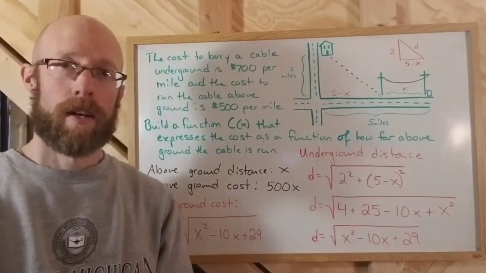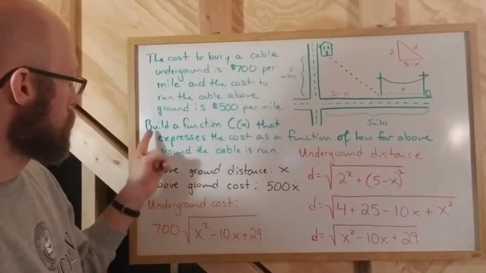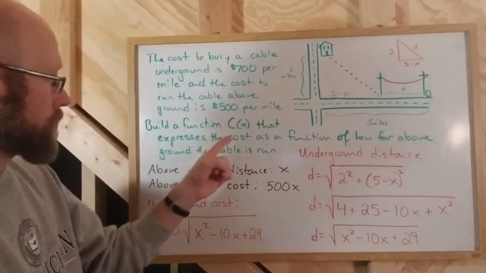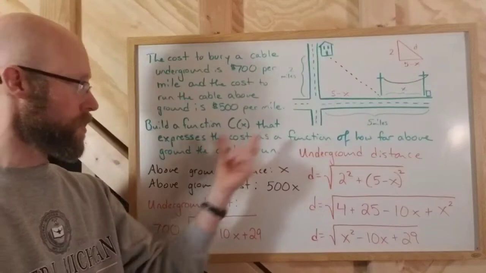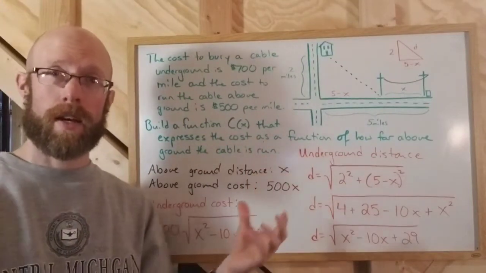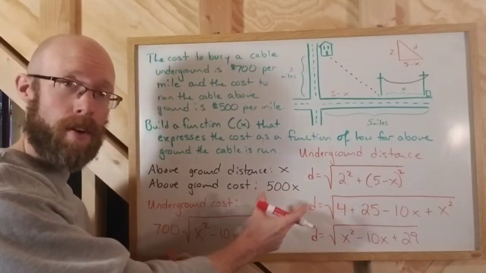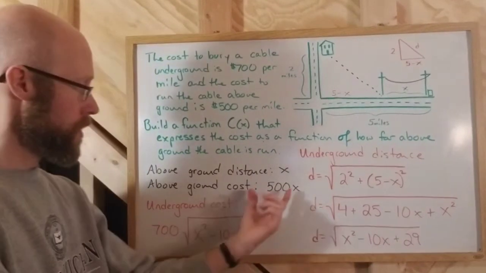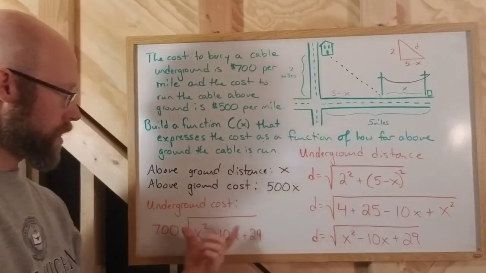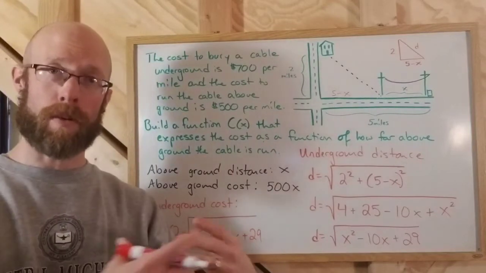Okay. So now the question asks to build a function c of x that expresses the cost as a function. So this is the total cost, right? Not just the individual cost. So now I need to add these two costs together to get my overall cost, right? The above ground cost and the underground cost added up will give me the total cost.